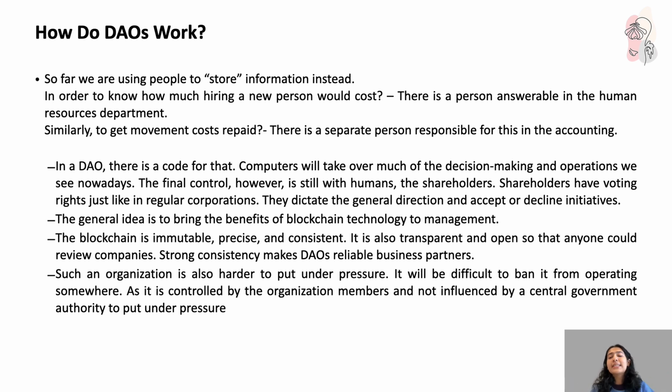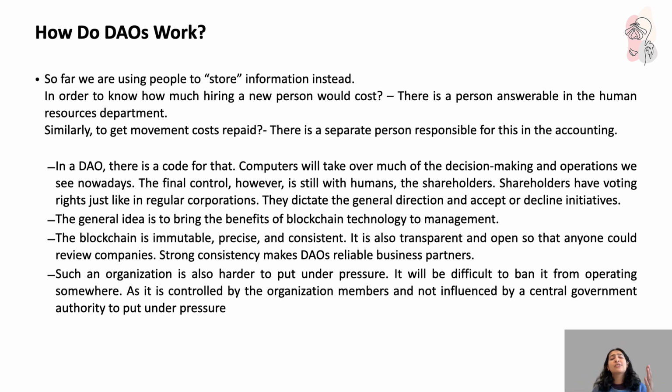Because what we know is that when we're using blockchain, the big advantage is that it brings immutability, transparency, and precision to the table. Every rule is clear, and once it's written inside the ledger, there is nothing that can change it, right? Everything is open for anyone to verify. So this strong consistency makes DAOs reliable partners.